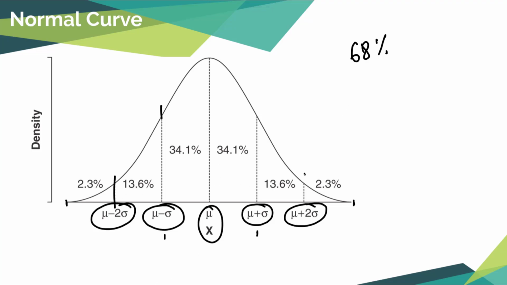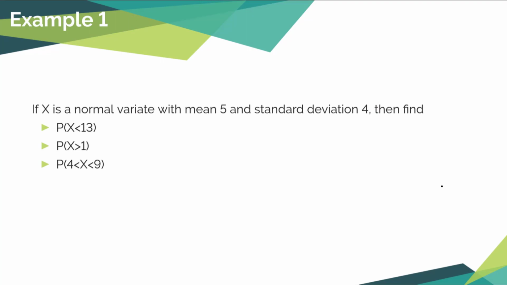And approximately 99% of your data, 96% of your data will fall within this mu minus 2 sigma and mu plus 2 sigma. So basically this is a structure of the normal curve, right? Normal curve will always look like this, right? This is called a normal curve.